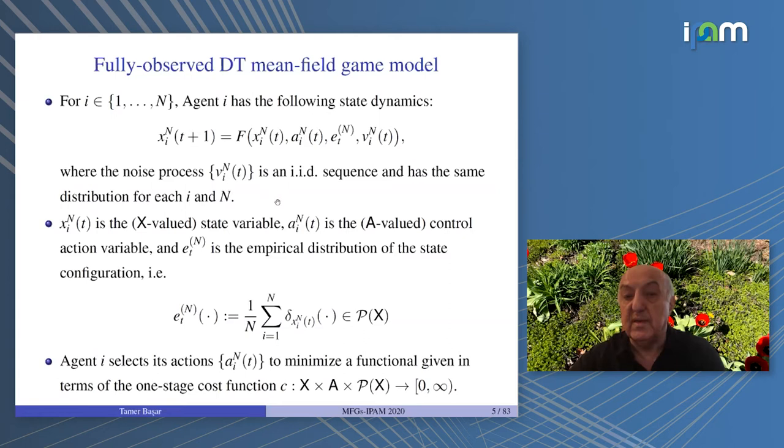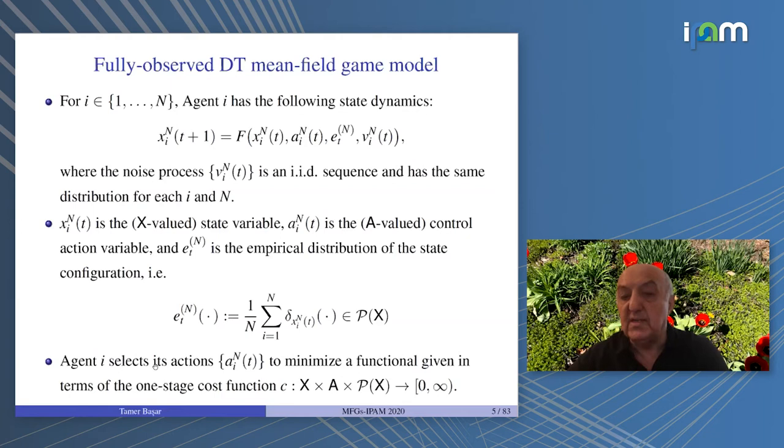Now the model is quite general in the sense that the state belongs to a space X, which is a general Polish space, and the actions of the players, a_i, is the action of the ith player in the n-player game. It's A-valued, where A is also a Polish space. This is the control variable, and e, as I indicated, is the empirical distribution of the state configuration, which is well known to this community. And it's an element of the space of all probability distributions on X.